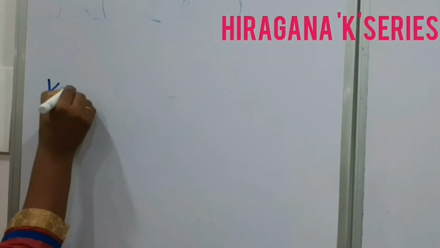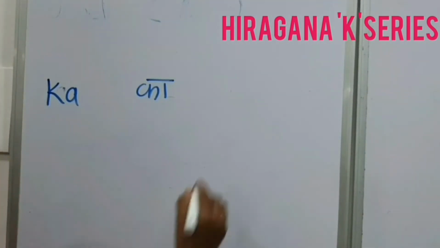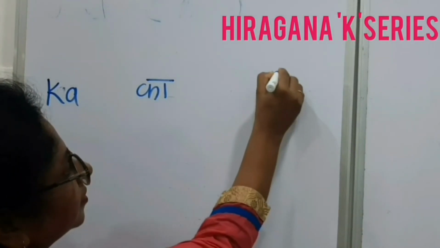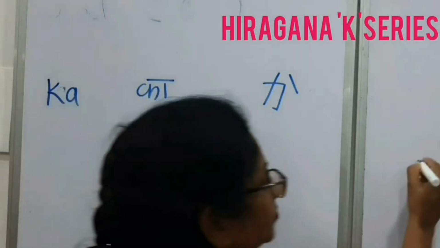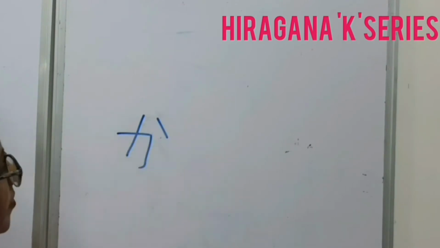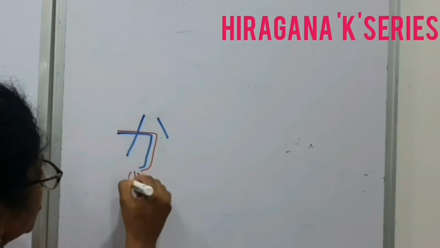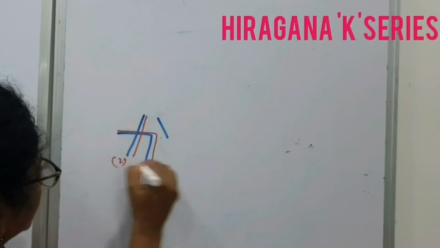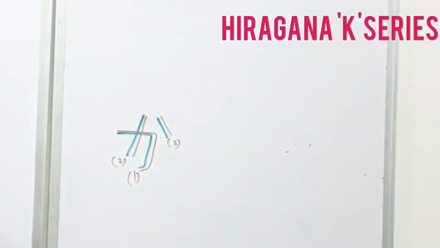Ka. In Devanagari, like this. In Hiragana, simple. Okay? In large scale, simple one. And stroke order, first is like this. This is first stroke. This is second. And this is third stroke. Okay? Understood? The pronunciation is ka.